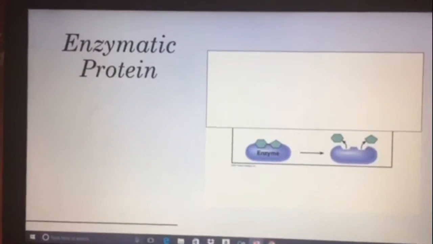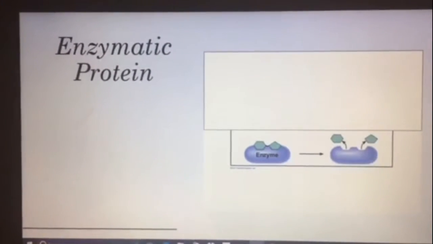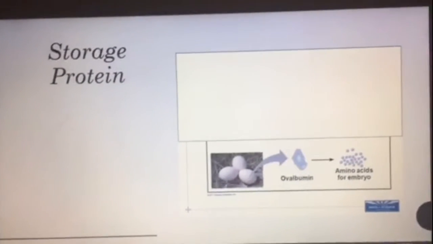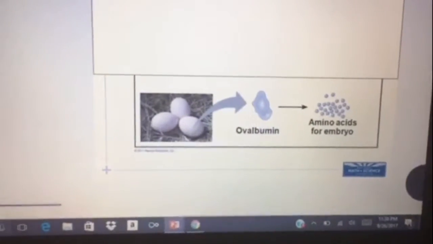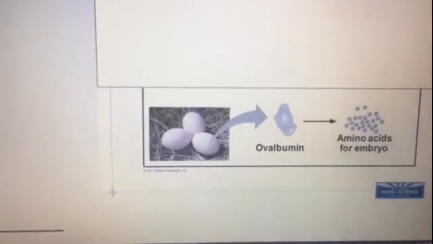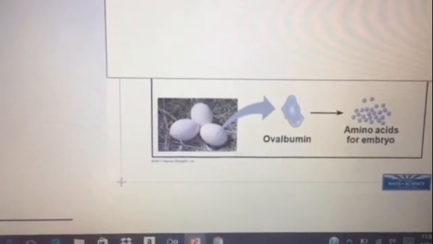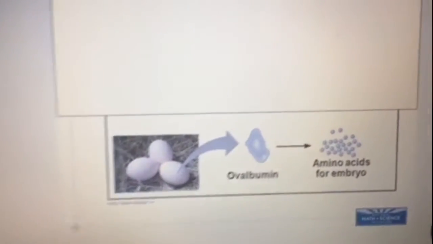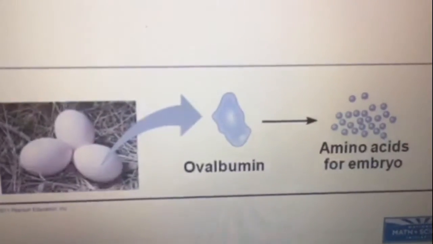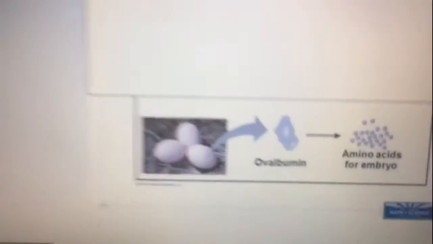Now, the next type of protein I'm going to be talking to you about would be the storage protein. Now, the storage protein function is the storage of amino acids. An example of this would be ovalbumin, a protein of an egg white used as an amino acid source for developing an embryo. Get a closer look at that example.